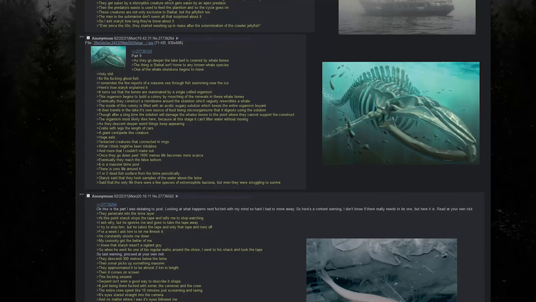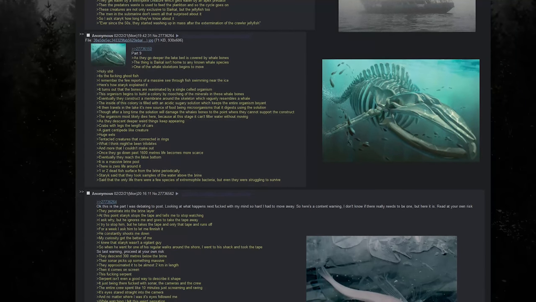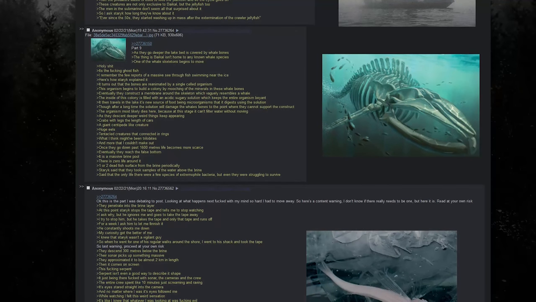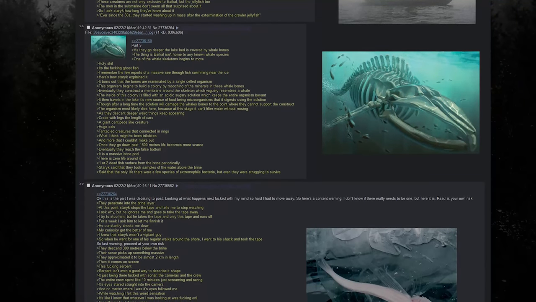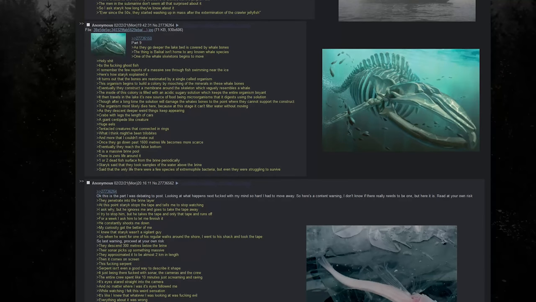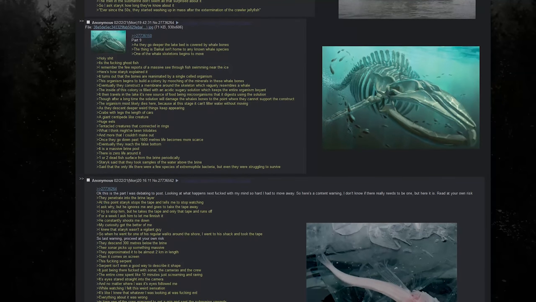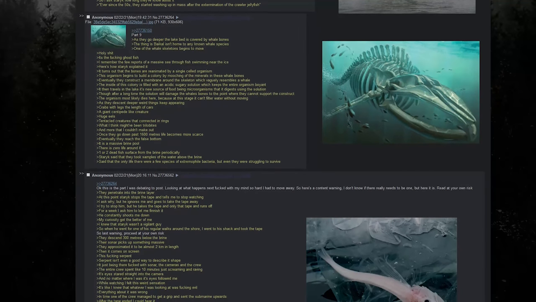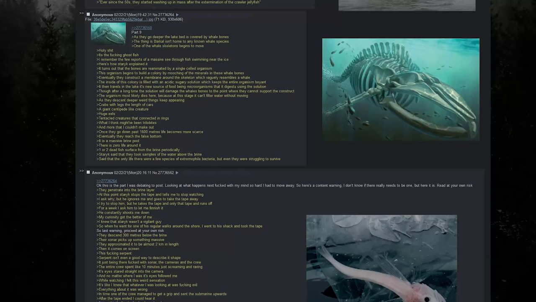As they descend deeper, weird things keep appearing. Crabs with legs the length of cars. A giant centipede-like creature. Huge eels. Tentacled creatures that connected in rings. What I think might have been trilobites, and more that I couldn't even make out. Once they go down past 1600 meters, life becomes more scarce.